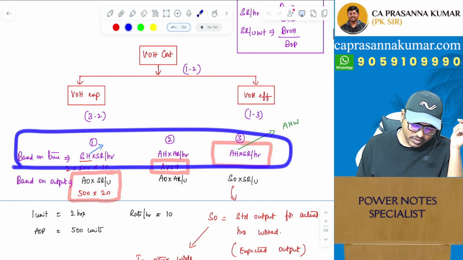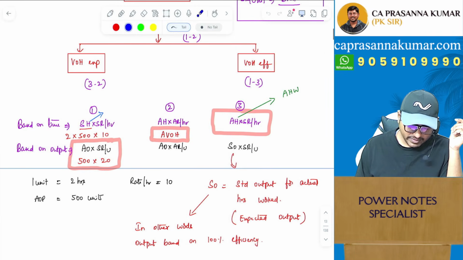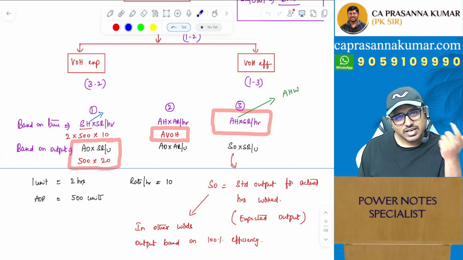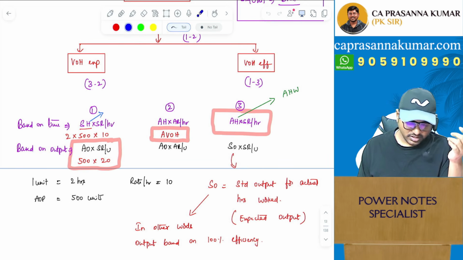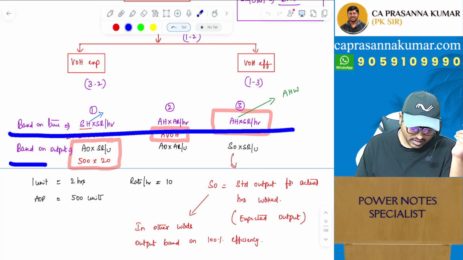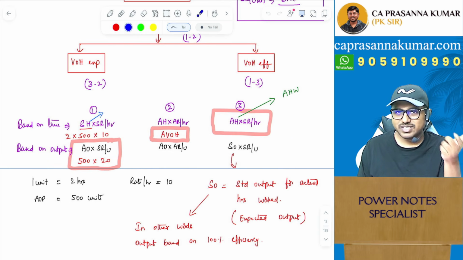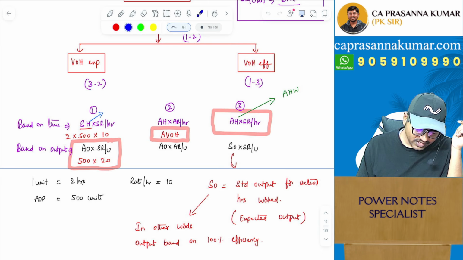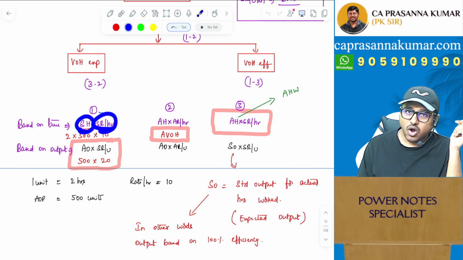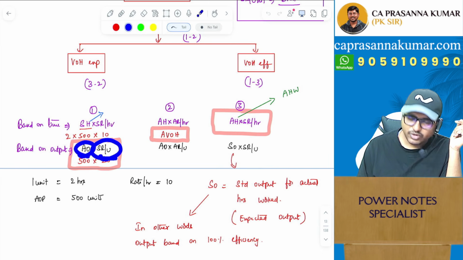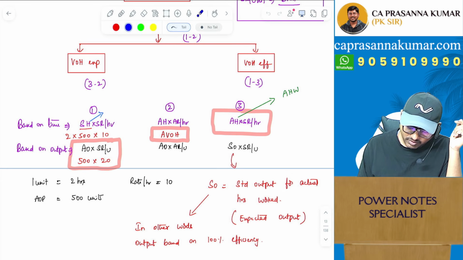When it comes to overheads, the formulas can be based on output as well, because overheads are indirect costs. Being indirect, they are dependent on something else, just like a parasite. Therefore, they can be dependent on time, or on output. You can see it from both perspectives. So either it will be SH into SR per hour or AO into SR per unit. Here it will be AH into SR per hour or SO into SR per unit.